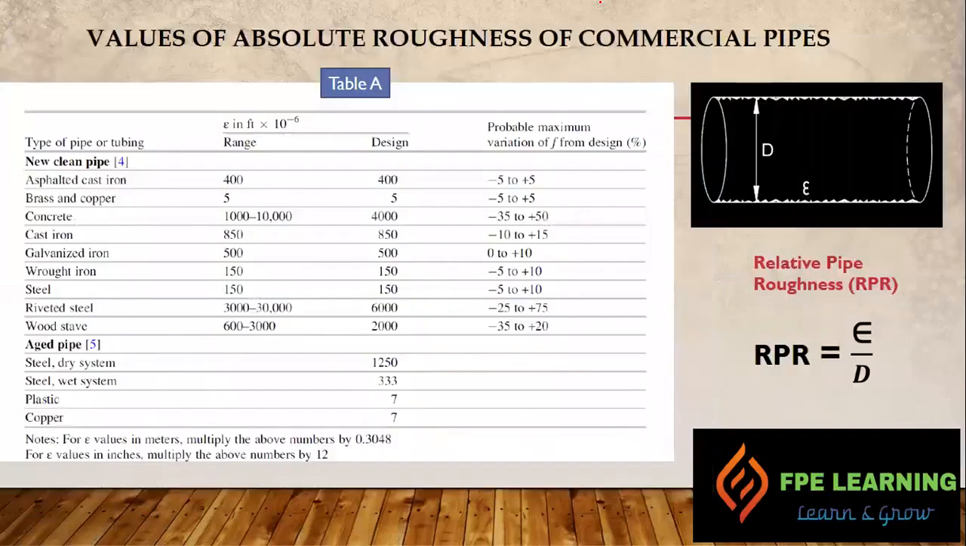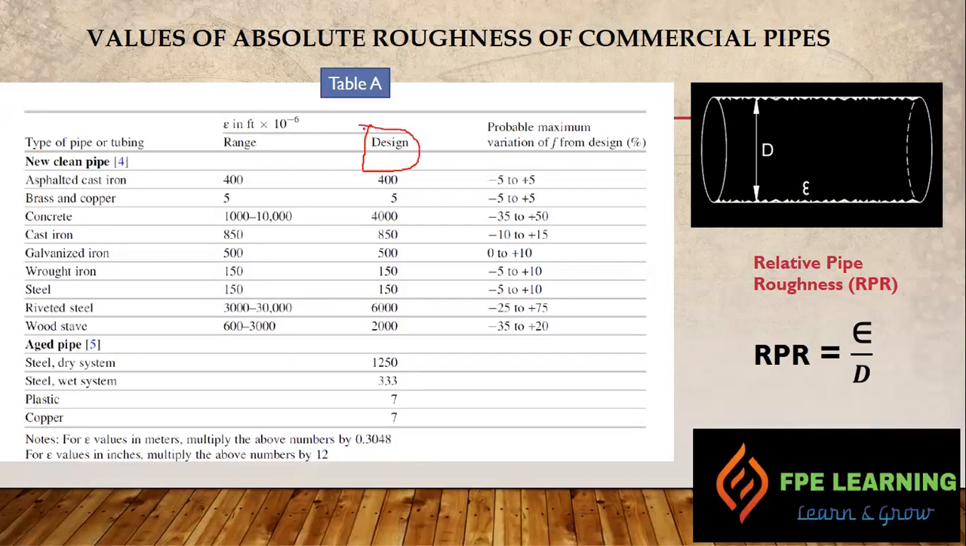So here we have a table, right? This table I have taken from the fire protection handbook. Here we have the first column, the types of pipe. If you can see, we have all different types of pipe: concrete pipe, cast iron, galvanized iron, wrought steel, wrought iron, steel piping, plastic, copper, all the way to the bottom, right? So the value of E we can take here.